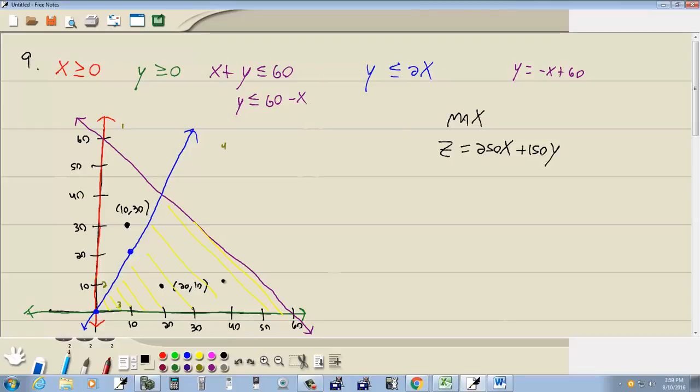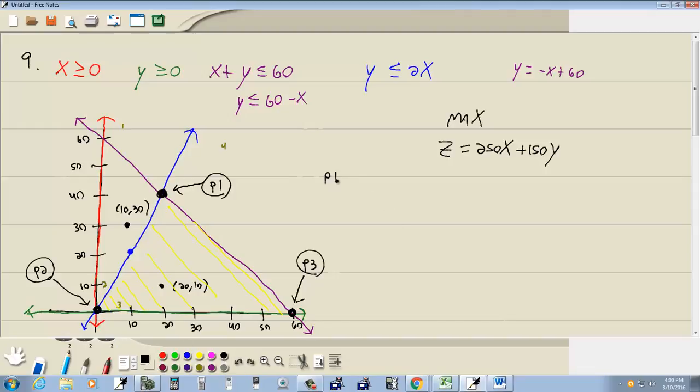Now we got 3 points to consider. Your linear program revolves around your extremes. When I say extremes, I'm talking about the endpoints of whatever figure's created here, in this case a triangle. So we want to know what this point is. I'll label this as P1. And we want to know what this point is. I'll label that as P2. And we want to know what this point is. I'll label that as P3.